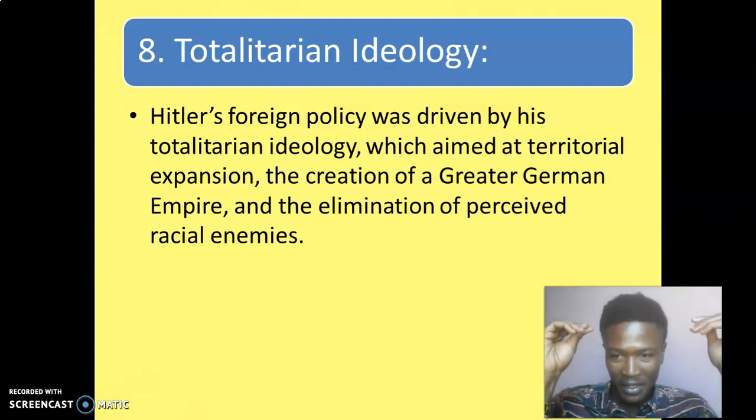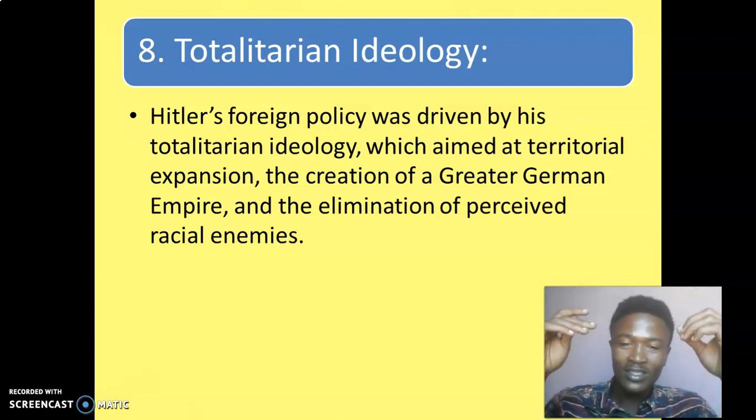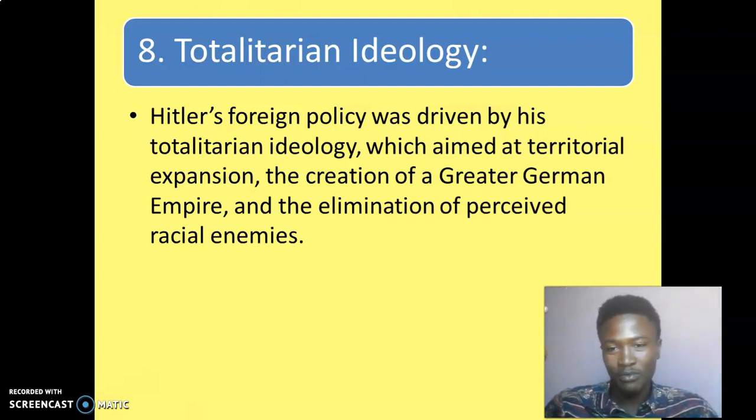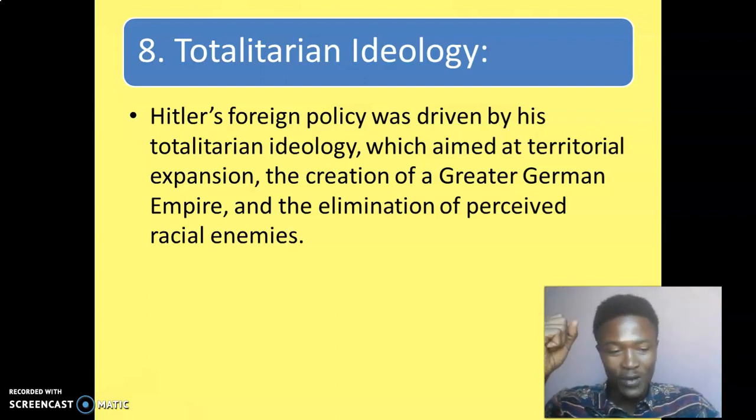Who were these perceived racial enemies? You hear about the Jewish Holocaust. So they are telling you that Hitler is now getting rid of the Jewish people. He believed that these people betrayed Germany. Let me just put it like they sold Germany out, the Jewish people. So he wanted to get rid of them. So yeah, I hope that is very clear. All right.